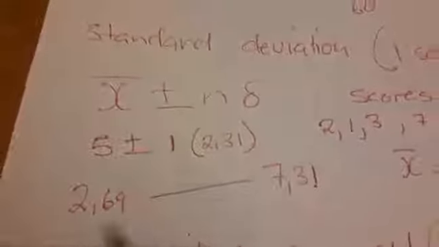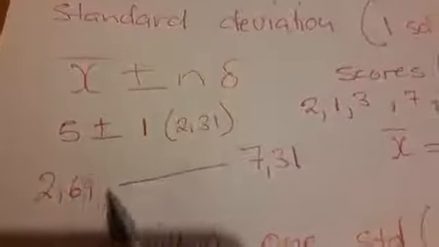The other question I wanted us to look at is: if you're asked how many scores are within or outside one standard deviation. For the range for one standard deviation, you say x bar, which is your mean, plus or minus n sigma, which is for standard deviation. Here n is 1 because it's one standard deviation. If it is 2, n will be equal to 2. So we say 5, which is your mean, plus or minus 1 times 2,31. Our lower limit will be 2,69.